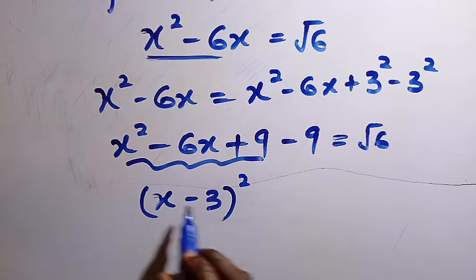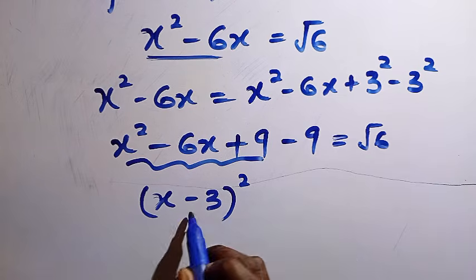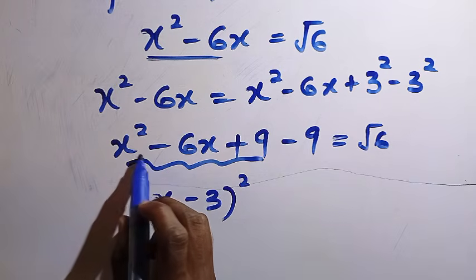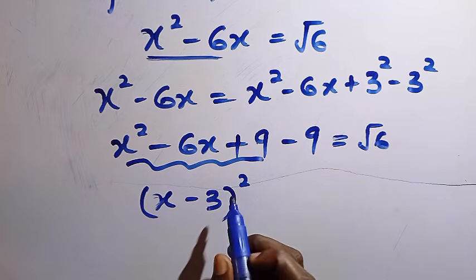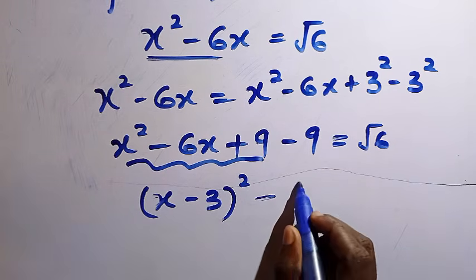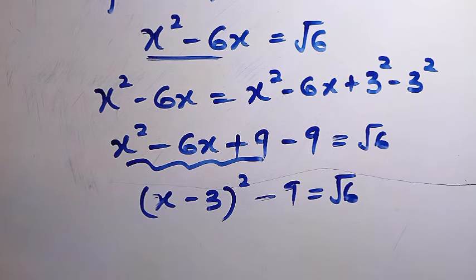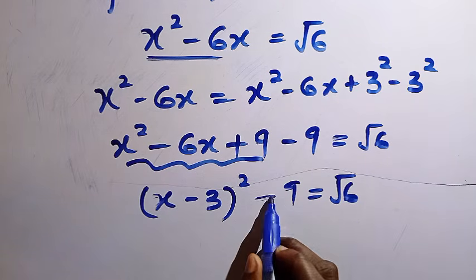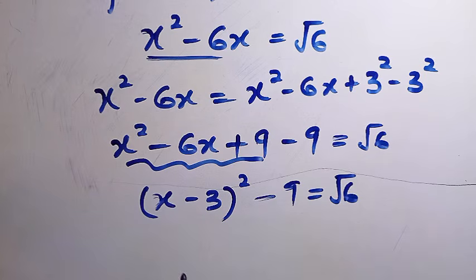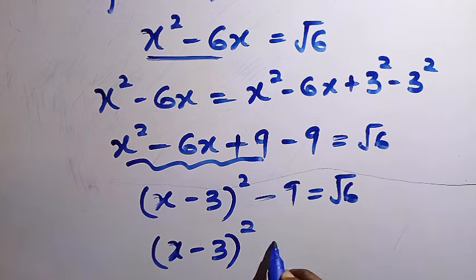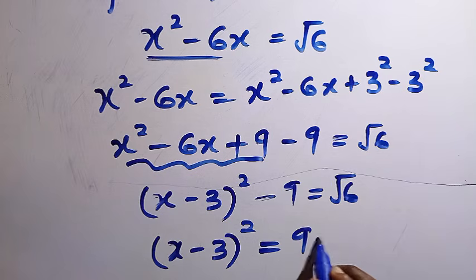Why do we get this? Let's rewrite this as x minus 3 times x minus 3. Then we open the parentheses, we get x squared minus 6x plus 9. Then minus 9 equals square root of 6. So we need x, let's take 9 to the other side, as we have x minus 3 squared equals 9 plus square root of 6.